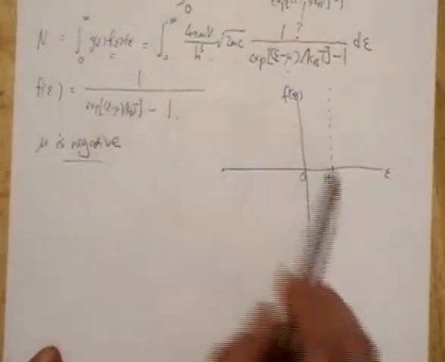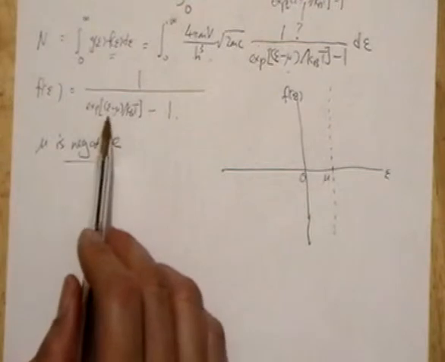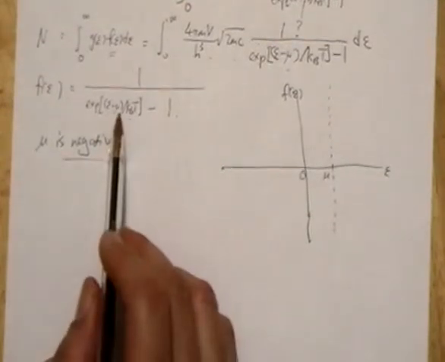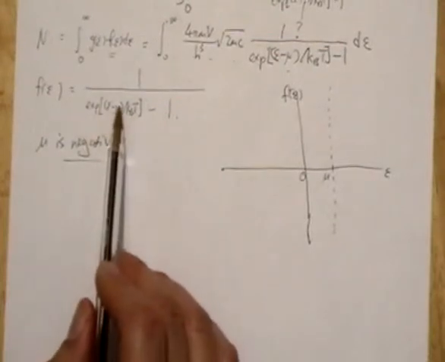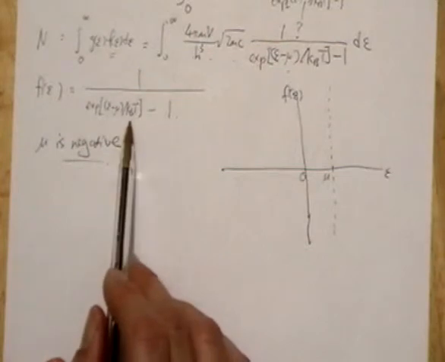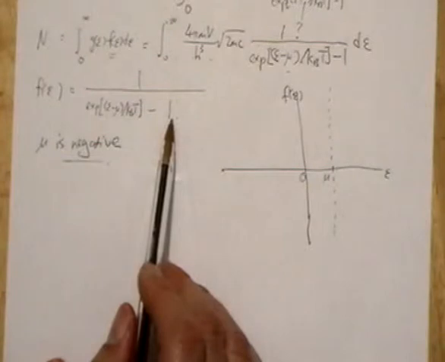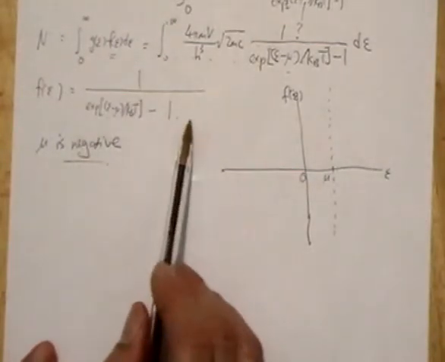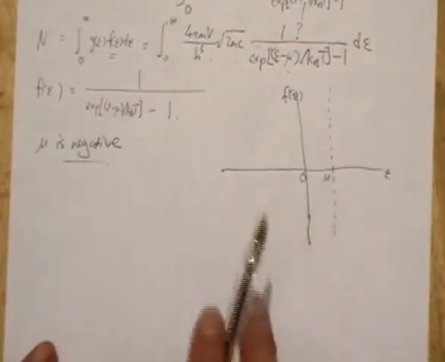And if E is more than mu, if E is on this side, then E minus mu is positive. So E to the power of a positive number is more than 1. And when you minus 1 from that, you get a positive answer. Alright. So Fe is positive for E more than mu.